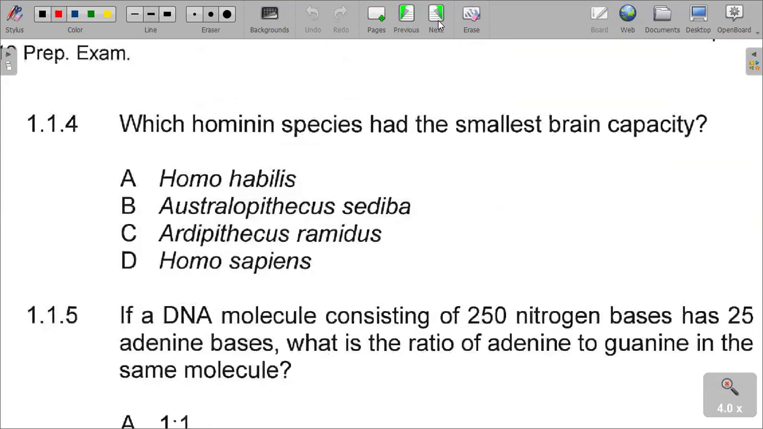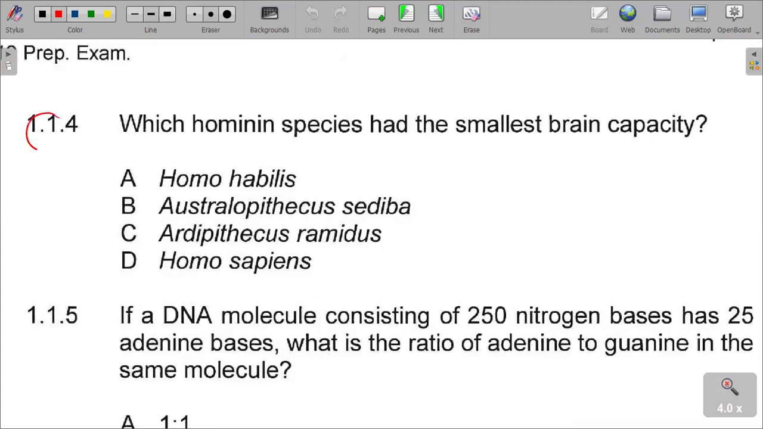1.4. Which hominid species had the smallest brain capacity? I've been telling even my class recently to please take note of these cubic centimeters of brains in regard to hominid species. When you are given this, you need to know the oldest of them, the ancient one, which is the one with the smallest brain.